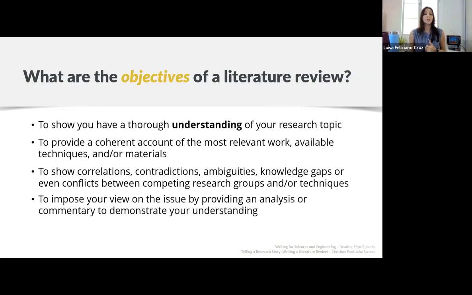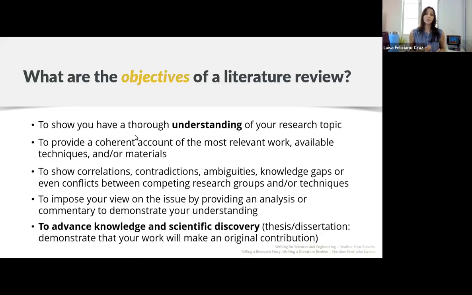You must impose your view on the issue by providing analysis or commentary so you can demonstrate that you understand what's going on. And this does not mean your personal opinion. It's not that I don't agree because I don't like this research group, or I don't like this company, or whatever. So it's your view on what's being discussed based on the evidence, based on the results, based on data, not just your personal opinion.